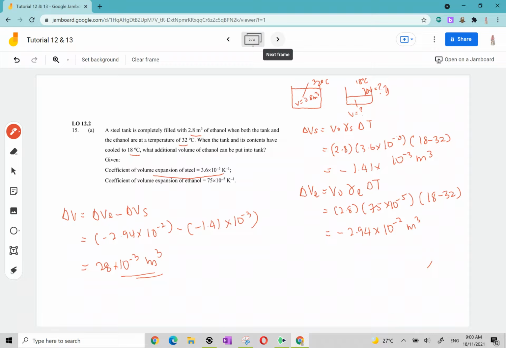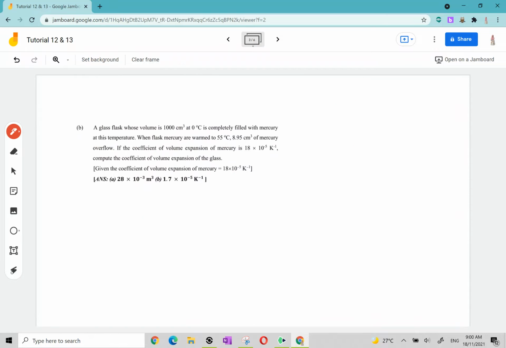So seterusnya kita tengok 15B. A glass flask dengan volume 1000 cm3 pada suhu 0 Celsius is completely filled with mercury at this temperature. So itu pada 0 Celsius. Bila flask and mercury are warmed to 55, iaitu T initial dia 0, T final 55. So sekarang 8.95 cm3 of mercury overflow. So di sini dia dah berlaku bila suhu 55 berlakunya overflow.